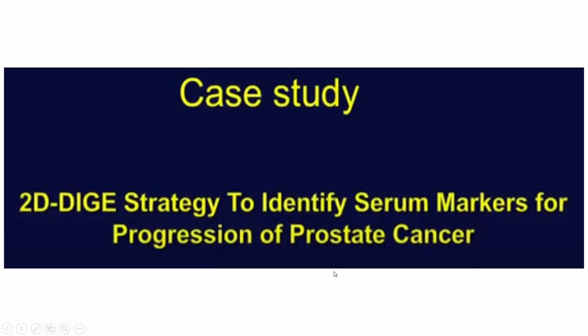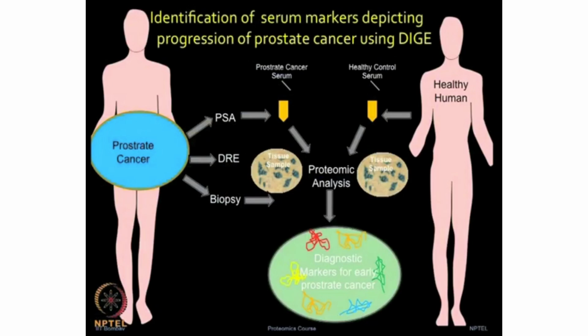So how exactly did they collect the sample? How exactly did they plan their experiment using the DIGE technique, and then how did they do the analysis, and how did they confirm whether certain proteins might be responsible or can act as a marker for progression of prostate cancer? So what is prostate cancer? Basically, it happens to males generally, and here the objective was to identify serum markers depicting progression of prostate cancer using the DIGE technique.